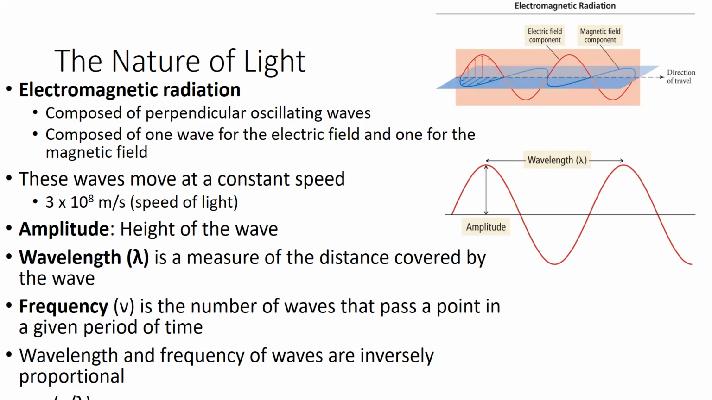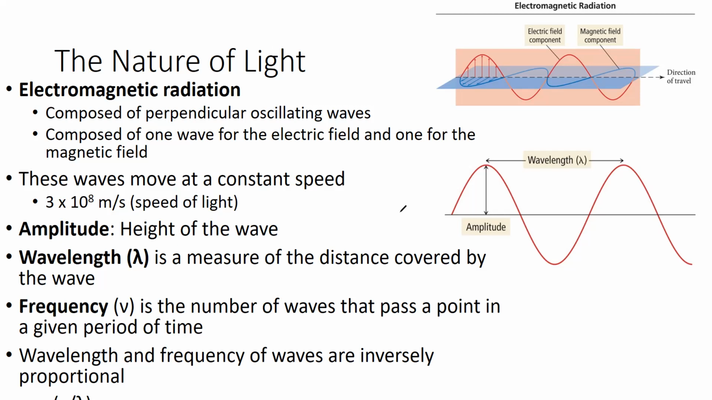So when we measure the waves of light, they move at a constant speed, which is called the speed of light. 3 times 10 to the power 8 meters per second, which is incredibly fast. It's ridiculously fast. That's why you can see something long before you hear it, because sound travels at like 500 meters per second. Sound is super slow.